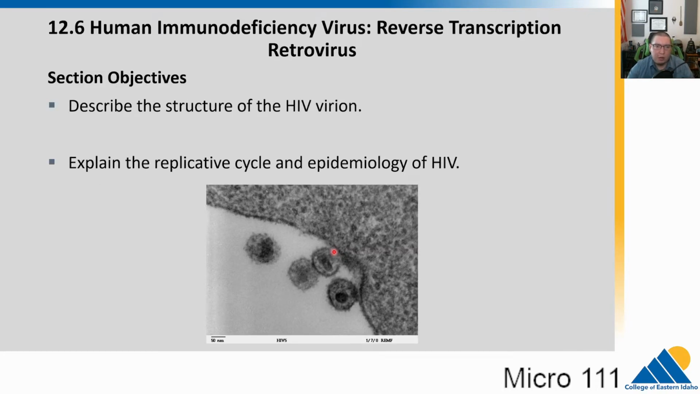All right, our final virus, human immunodeficiency virus. You've probably heard of this one, also known as HIV. This is a retrovirus, which involves the process of reverse transcription. We'll talk about the HIV virion a bit, and then its replicative cycle and how that leads to a disease called AIDS.